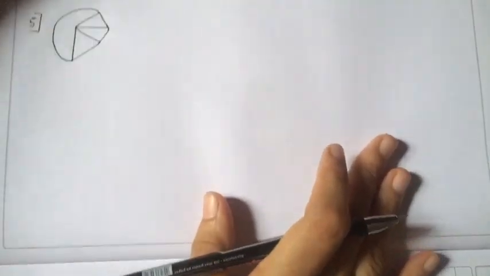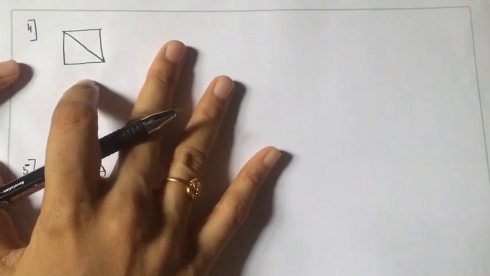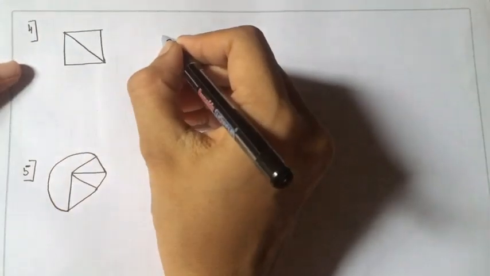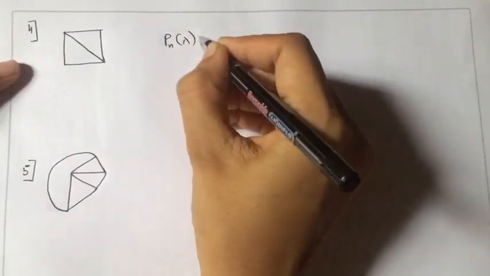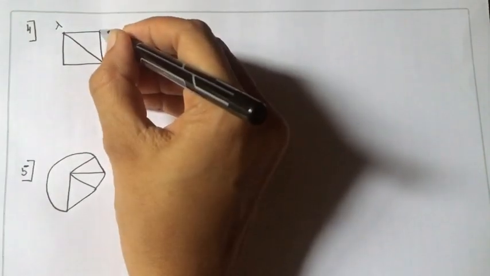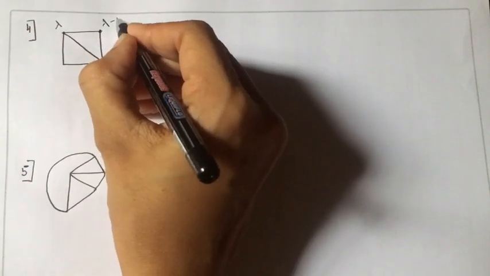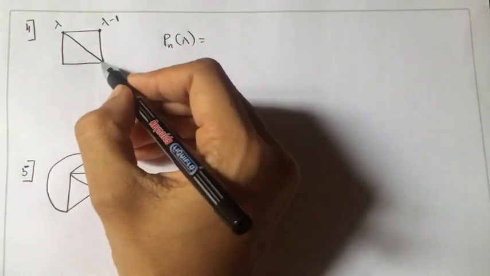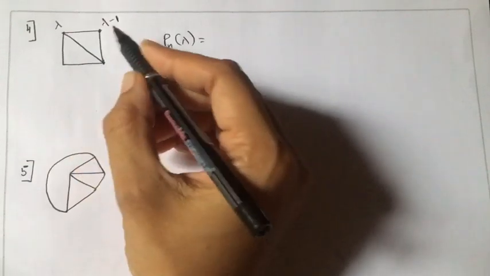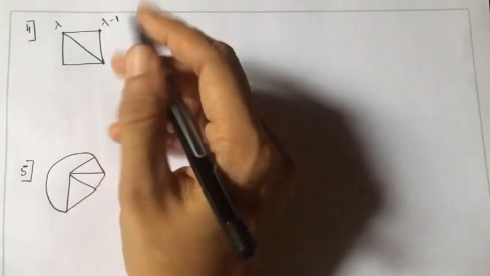You have two more graphs. This is not a complete graph, it is a general graph on 4 vertices. What is the chromatic polynomial for this graph? See, this vertex, I can color it in lambda ways. When I come to this vertex, I cannot give the same color which I have used for this, so this has got lambda minus 1 options. And when I come to this, I cannot give this color, and in the same way I cannot give this color. So this has got 2 options less.